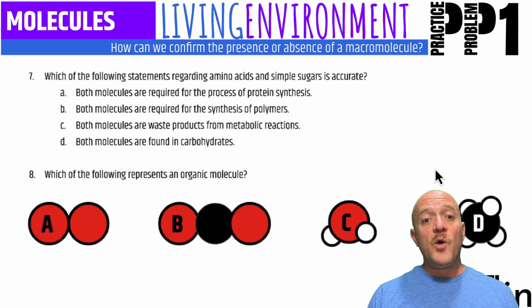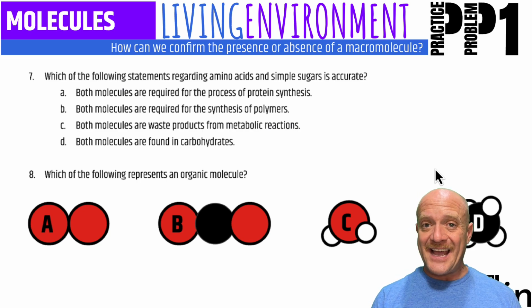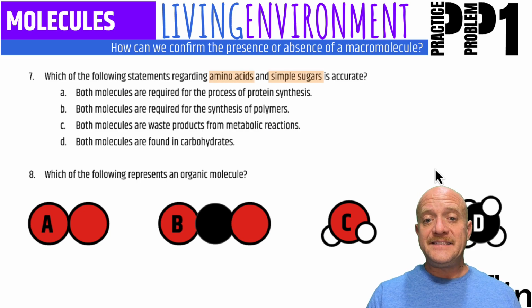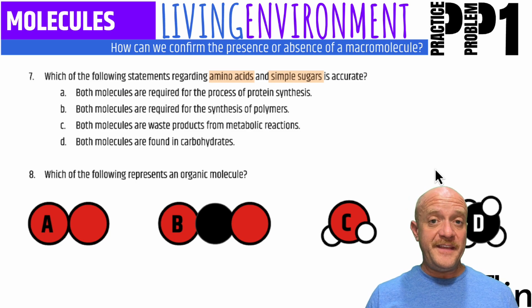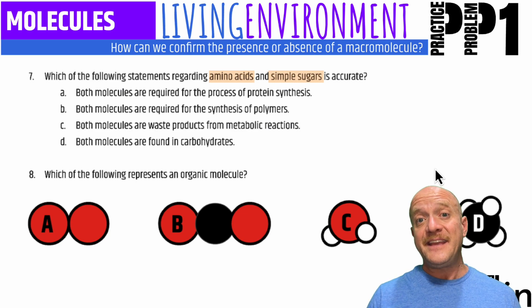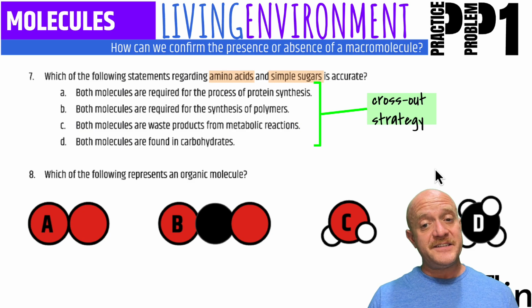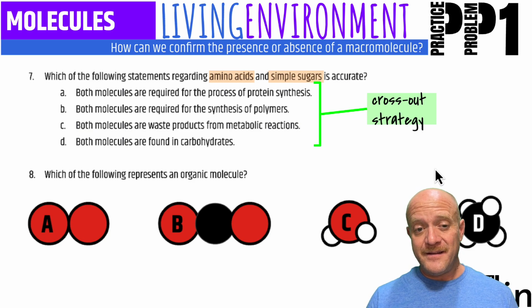Question 7, which of the following statements regarding amino acids and simple sugars is accurate? I see here amino acids and simple sugars. You'll need to make note of what these could represent based on the keyword strategy. Once you have done that, using the cross-out strategy, eliminate some wrong answers by indicating what makes them incorrect.